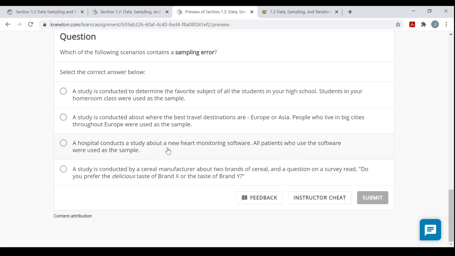I'd say this is perfect, right? This is the population, so you have very little sampling error there. This one is again more about bias, I would say, than sampling error, because people in Europe are used as a sample.